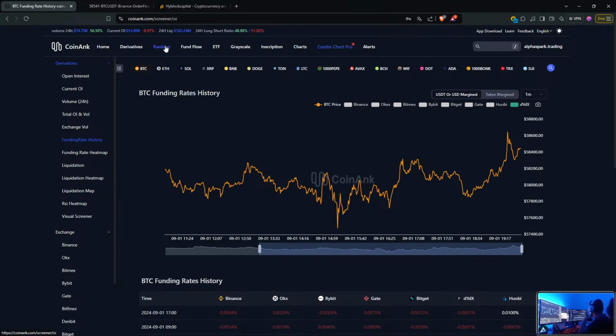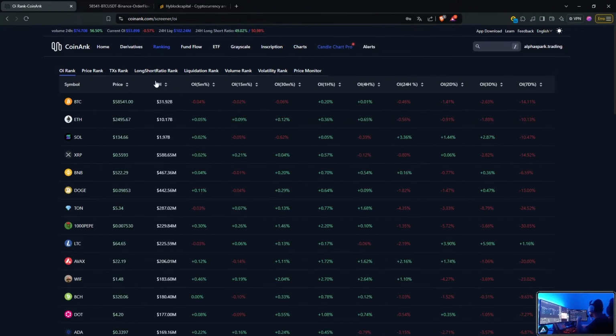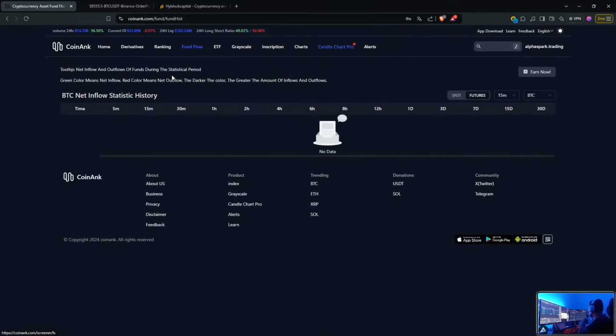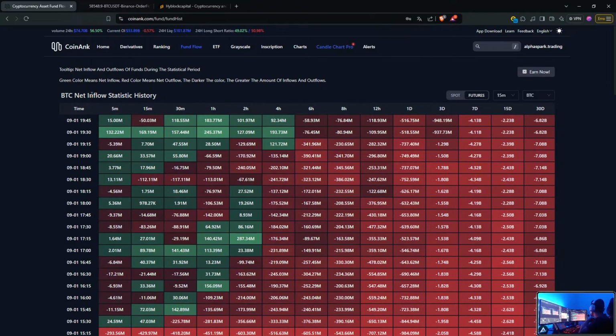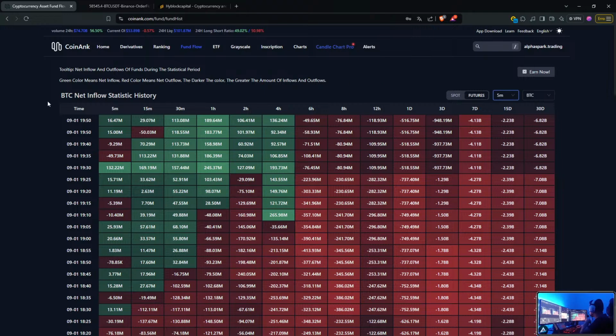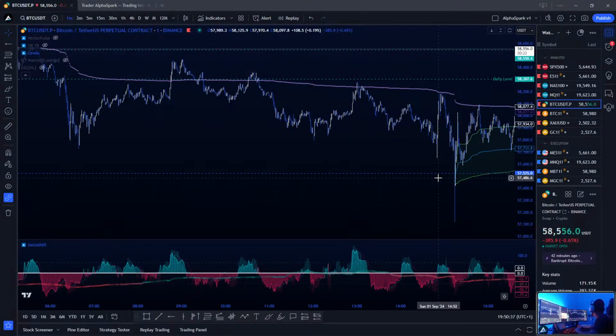Then another interesting thing, ranking, is just the ranking of coins in terms of market cap, long short share ratio, nothing very special. Another interesting thing is fund flow history. This is basically updated up to 5 minutes of how much inflow or outflow is in a coin. So this is interesting for two things. Once again, if you do your analysis and you're looking at a possible SFP of whatever level, right?